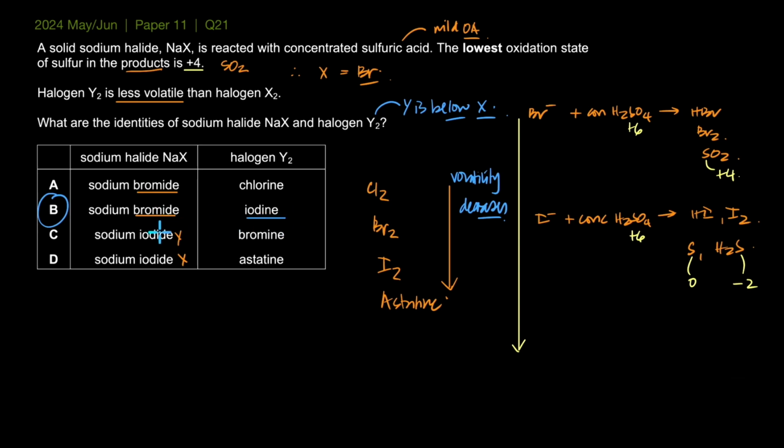And why is it bromide? Because of sulfuric acid, bromide converts the sulfur to a +4 state. Iodide converts sulfur to a -2 or a 0 state. Chloride doesn't do anything. Chloride with sulfuric acid just has an acid-base reaction, not a redox reaction.